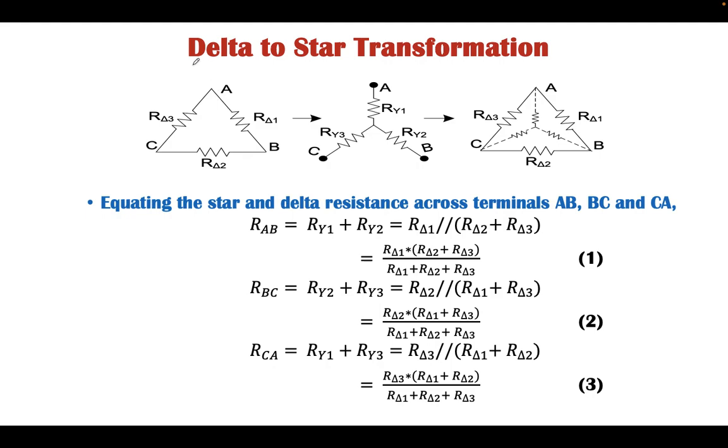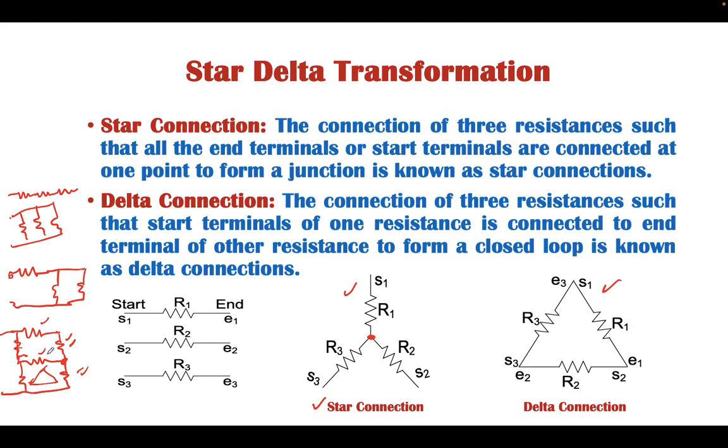Now, if we can convert this delta into a star, or this star into a delta, the network will become a series and parallel combination. How is it possible? If we convert this delta into a star, taking the three points, one point is this, the second point is this, and the third point is where these two points are common, we can convert this network equivalent to a star. Then the network will become like that.